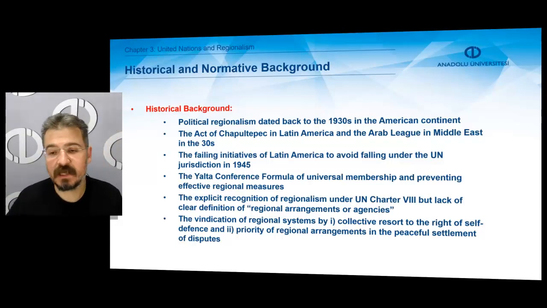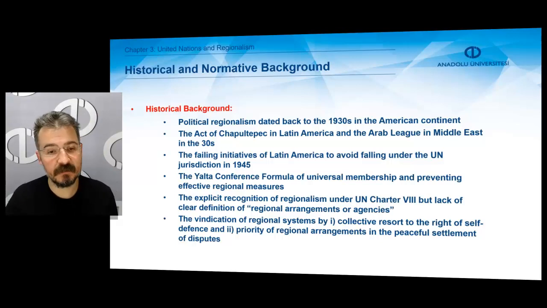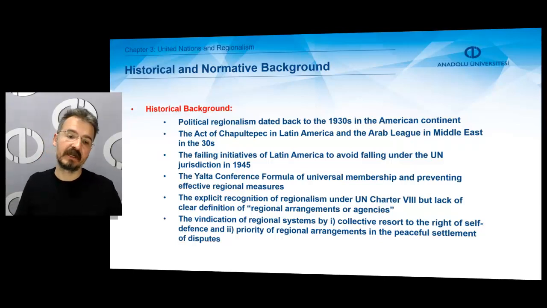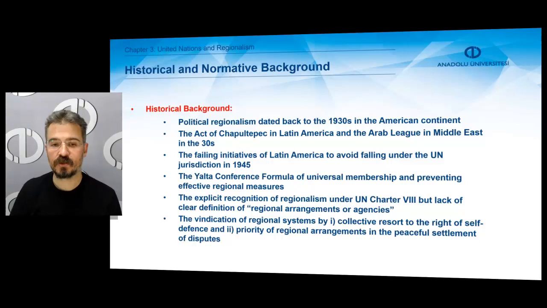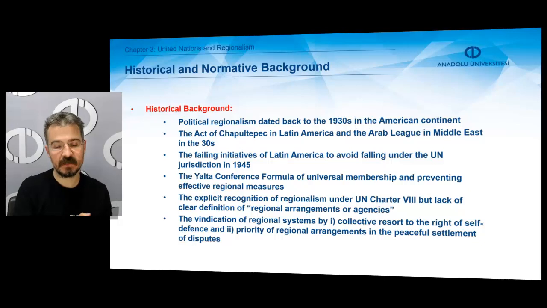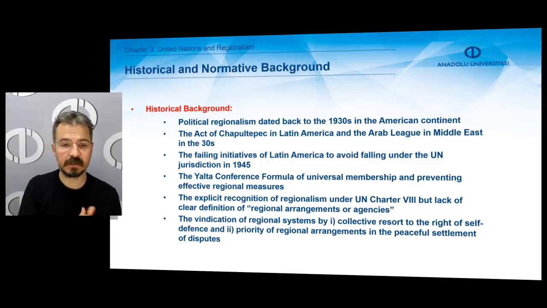However, the regional initiatives of South American countries failed to fall under UN jurisdiction after 1945, because the Yalta Conference created a new formula of universal membership, preventing effective regional measures. In other words, the creation of the United Nations became an obstacle to the strengthening of regional initiatives among South American countries.